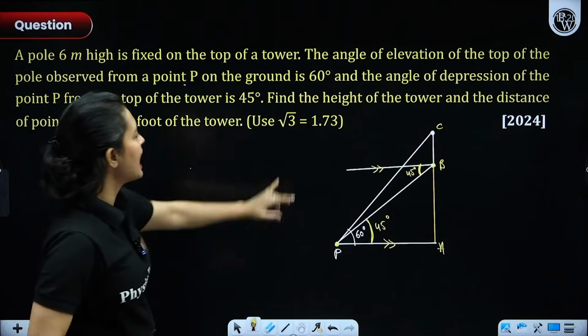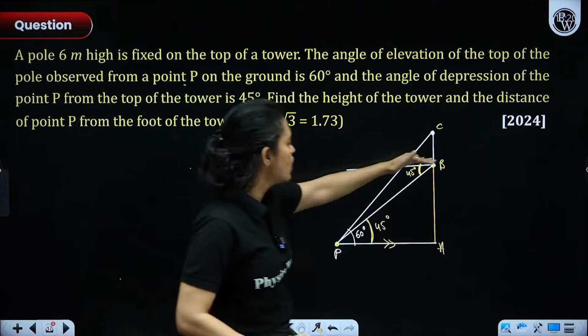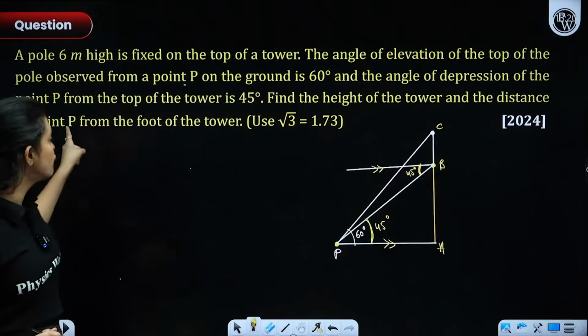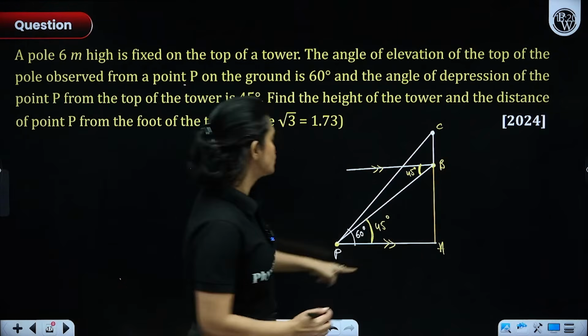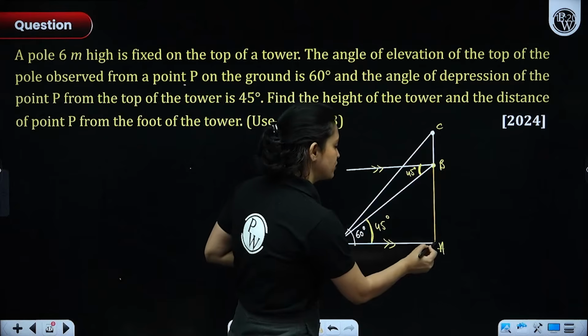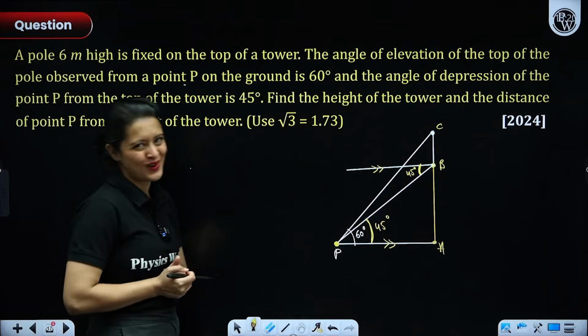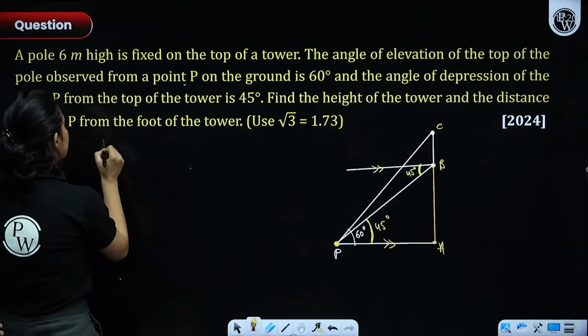What do we have to find? I have to find the height of the tower. So the tower is AB. I have to find AB, and I have to find the distance of point P from the foot of the tower. That means I have to find AP. So AB and AP we have to find, everyone. Okay? So first of all, what are we going to write?